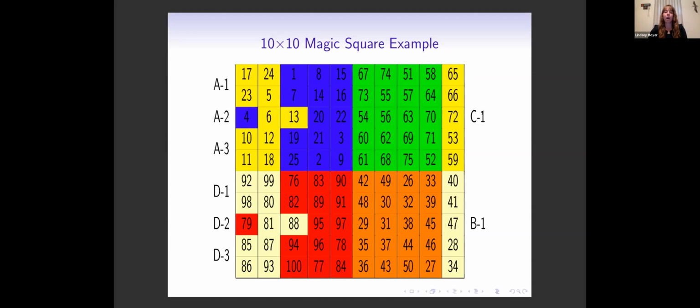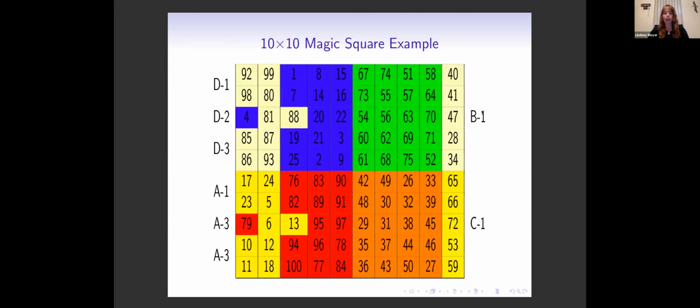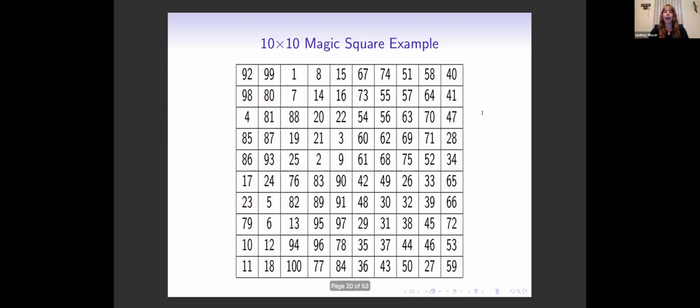Now what we do is we're going to swap all the cells in A1 with D1, A2 with D2, A3 with D3, and C1 with B1. This is shown on this slide. You can see now we have the lighter highlights on the top and the darker highlights are now on the bottom of our magic square. This is actually our finalized 10 by 10 magic square and how the singly even method is always done.